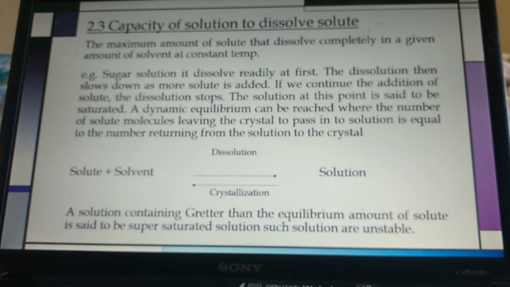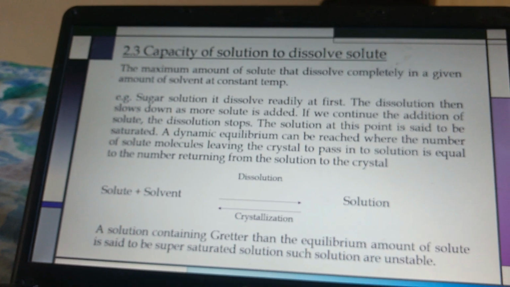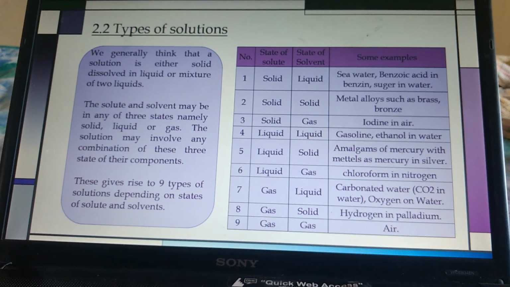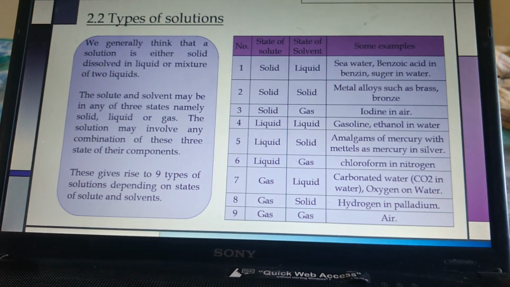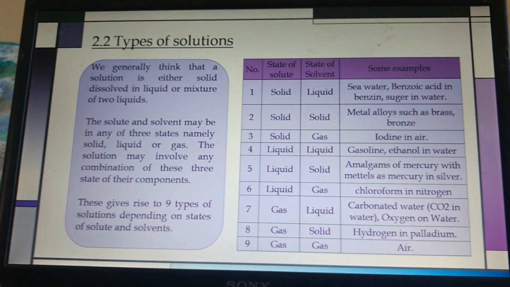Next one is the state of solute gas, state of solvent solid. Example, hydrogen in palladium. And last one, gas in gas. The good example is air.